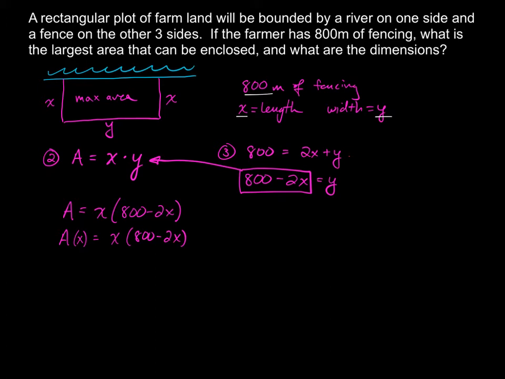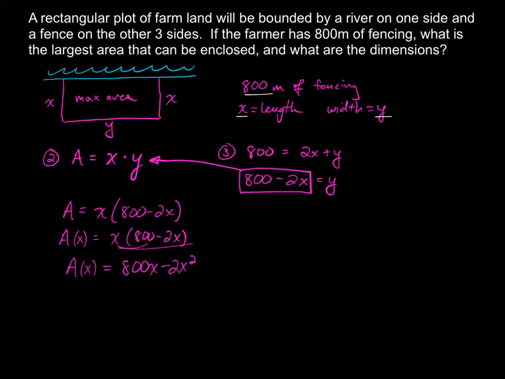And why don't we make this just a little bit easier on ourselves and say A of x equals 800x minus 2x squared. Right, so just distribute this x through. Now we have this equation in one variable. That's awesome. So all of this is like step 3 here. Finding that second equation, substituting something in. So all of this would be step 3.